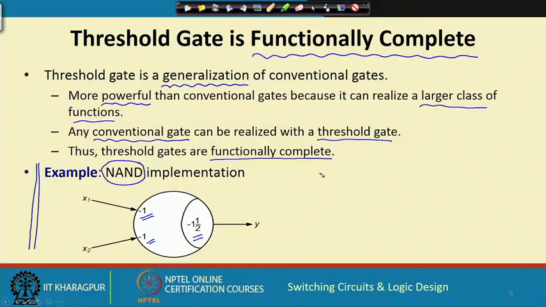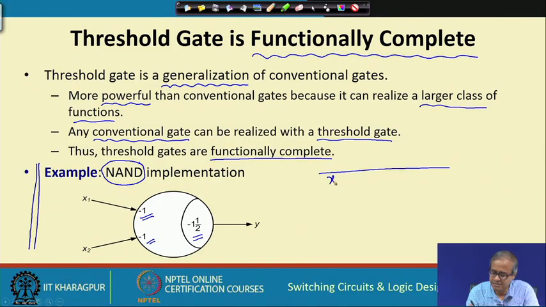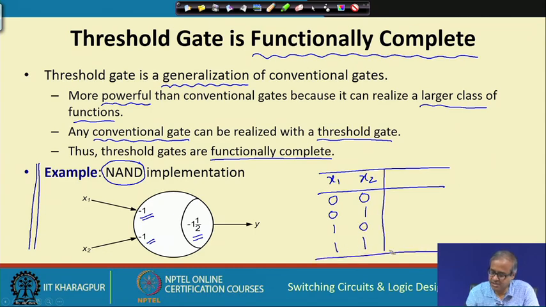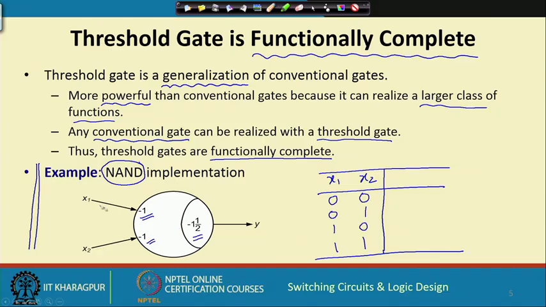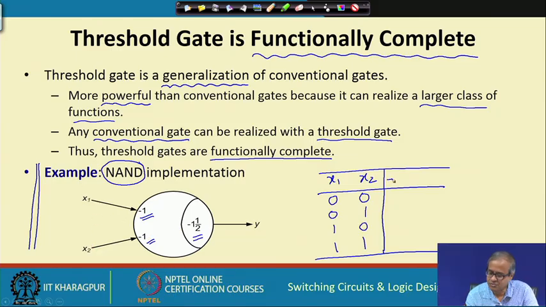Let us quickly draw the truth table here. x1 and x2 are the inputs, so there can be 4 combinations: 0 0, 0 1, 1 0 and 1 1. And here, what is the weighted sum? The weights are -1 and -1, so it will be minus x1 minus x2. If you just calculate the weighted sum on these, it will be 0, -1, -1 and -2.